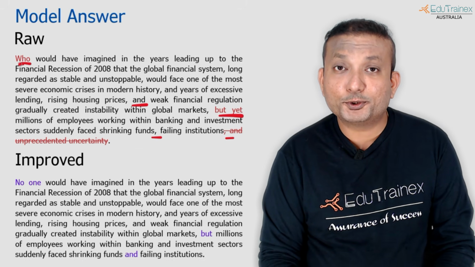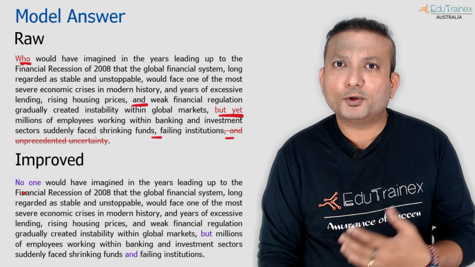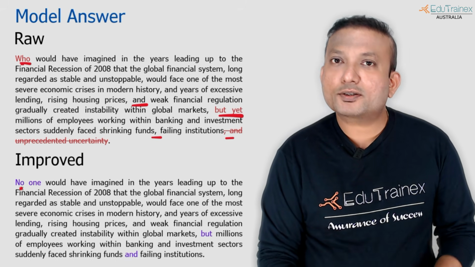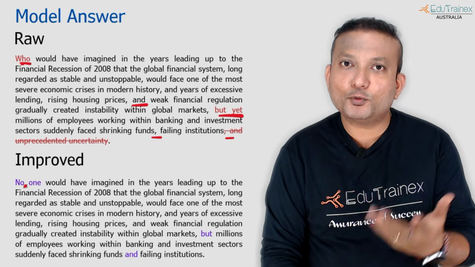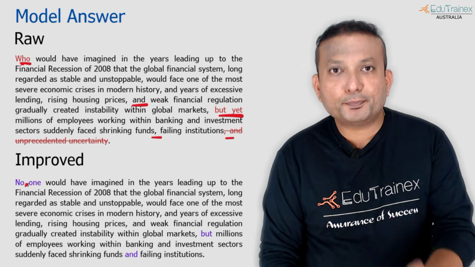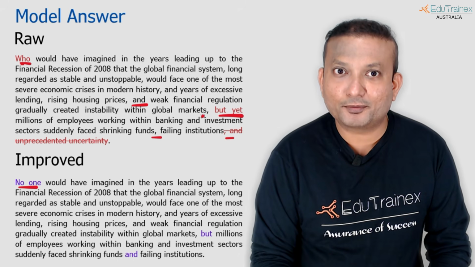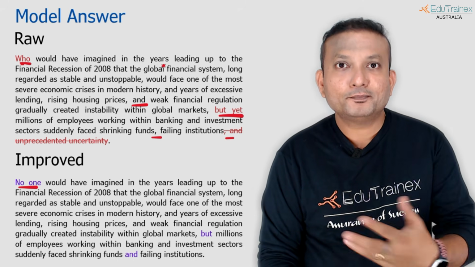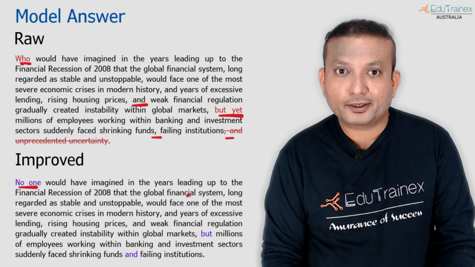So first of all, what I will do, instead of "who", I will just replace it with "no one", or you can also say "people". Just try to answer the question. Who would have imagined in the years? You can say no one would have imagined, or you can say people would have imagined. So anything will do if it is not in a question form. Who, what, where probably raises a question. That's why there was a question mark.